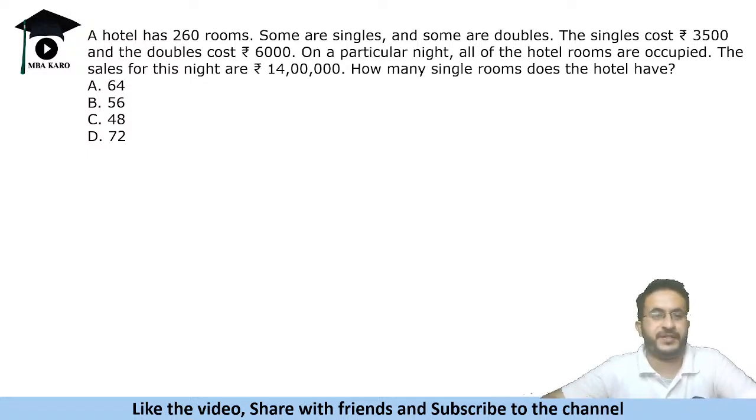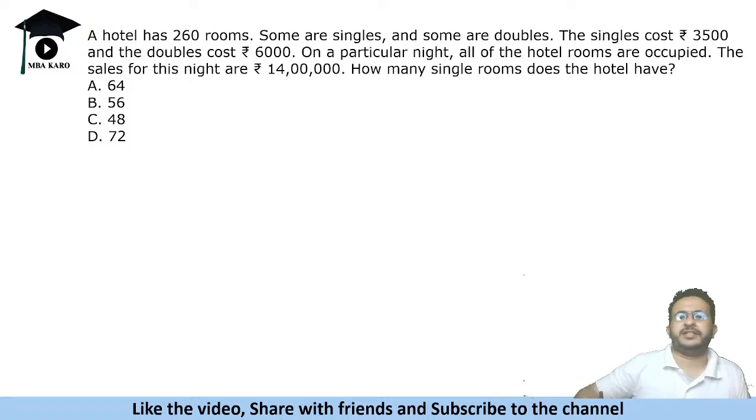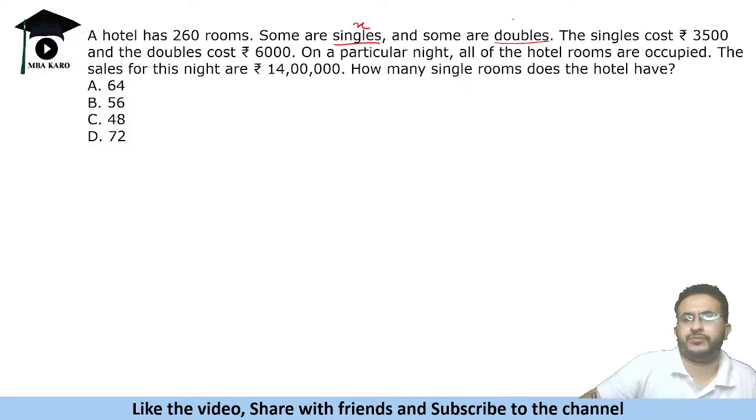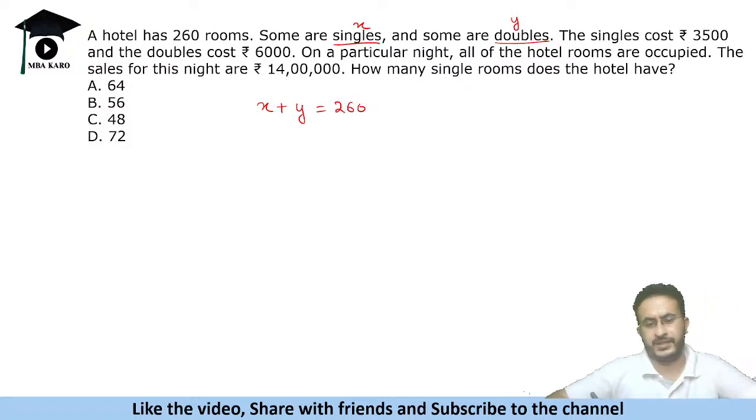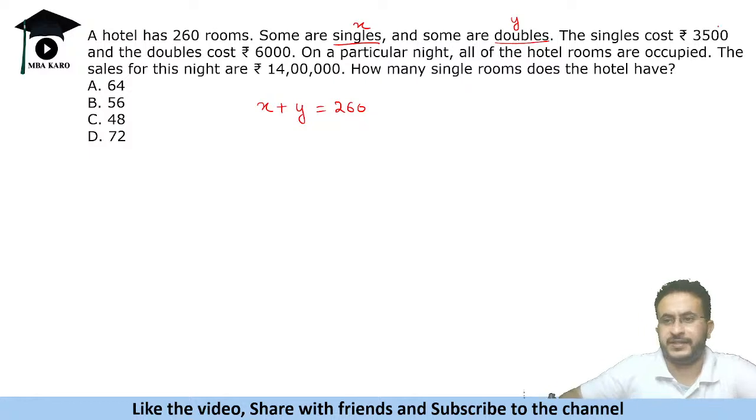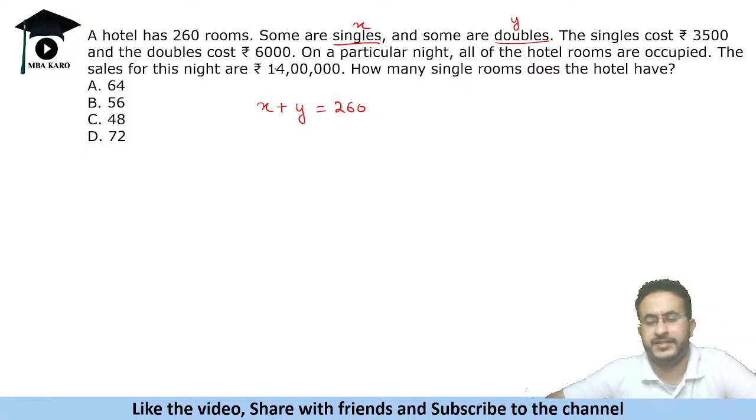So this is very simple. We need to make single and double rooms. Let us say single rooms are x and double rooms are y. So x plus y is 260, right? Now we have to do a big calculation like 3500x plus 6000y. This is the number of rooms. Now cost is 3500 and 6000.